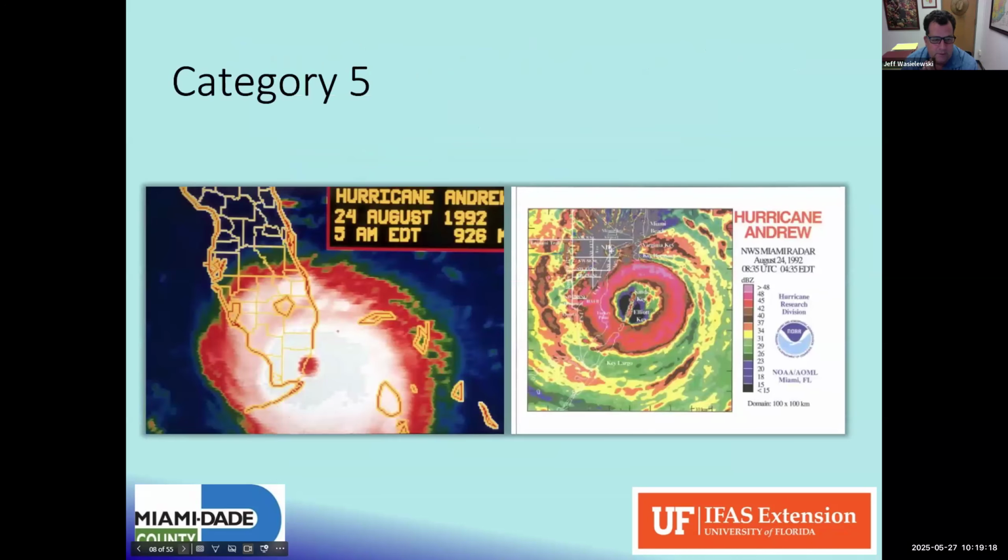Speaking of category 5s, again, Hurricane Andrew, you see that picture on the left, it just hit, it went right down Main Street of Homestead and just knocked out houses, it knocked out groves, it knocked out everything. And the worst part was it was predicted to turn away, and then it just came straight at us.